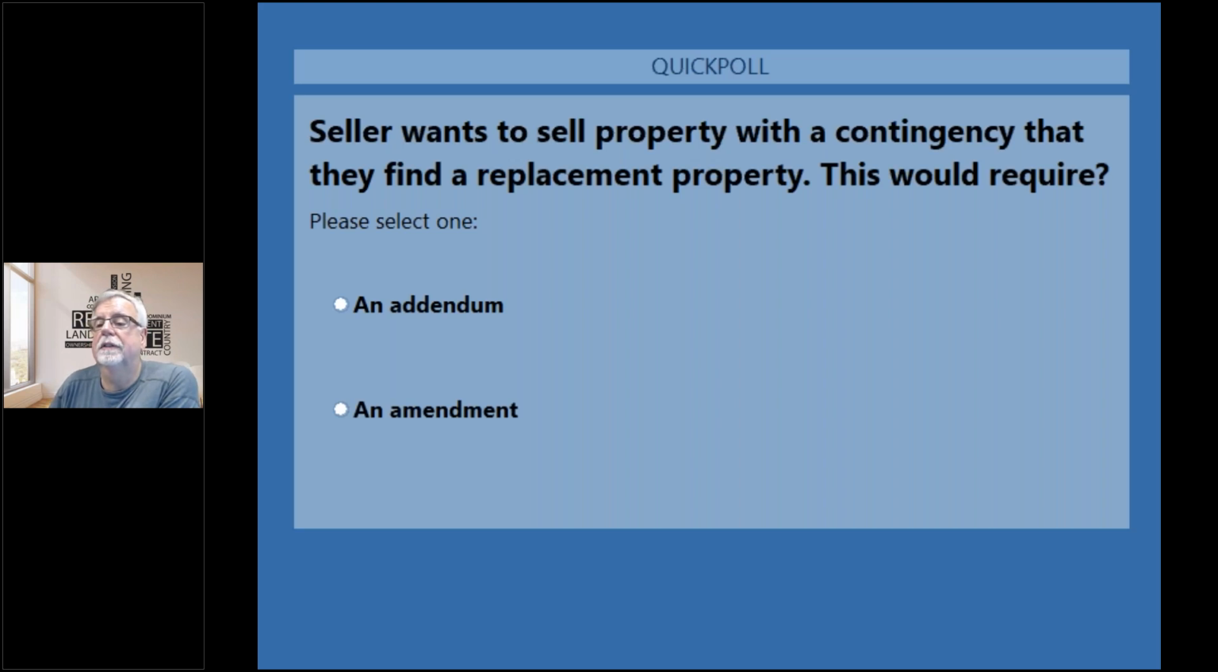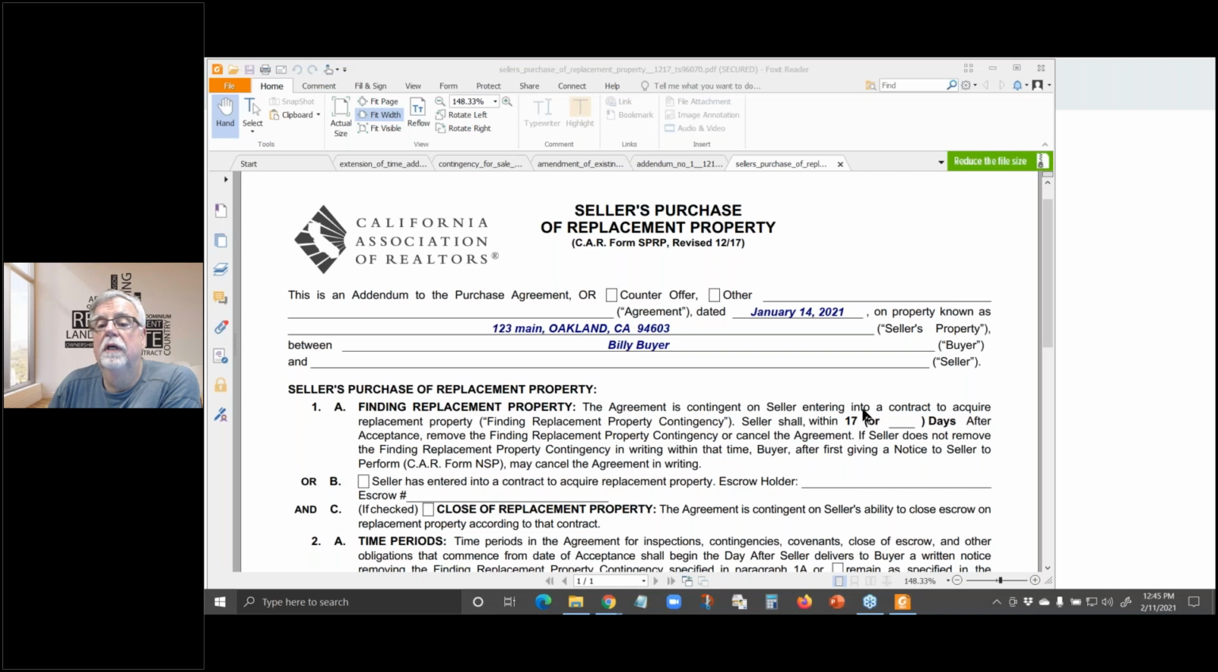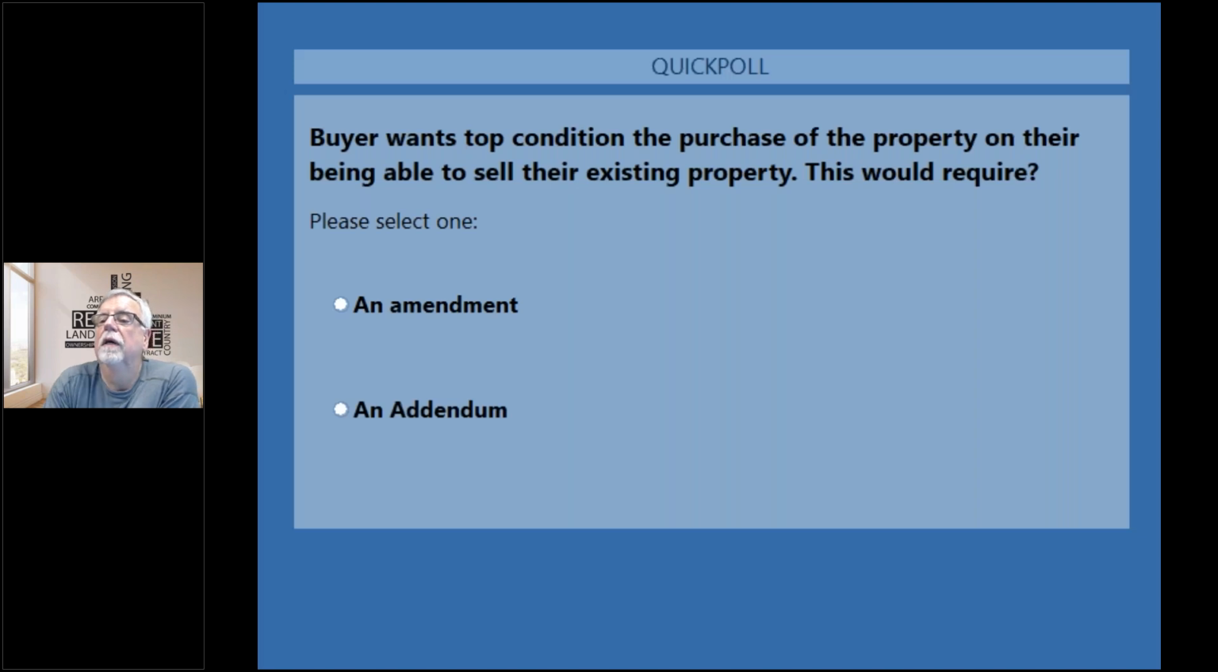All right, let's see. Do we have any more? Isn't this fun? How about the buyer? The buyer wants to condition the purchase of the property on them being able to sell their property. How about that? So the buyer says, I'm willing to buy your property, but only if I can sell my property. What is that typically? An amendment or an addendum?